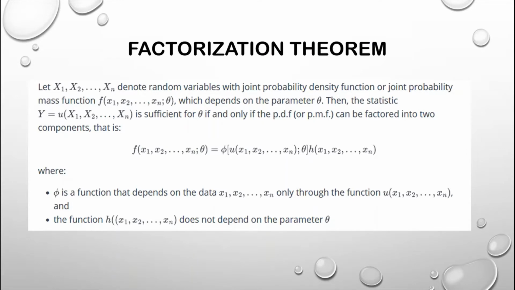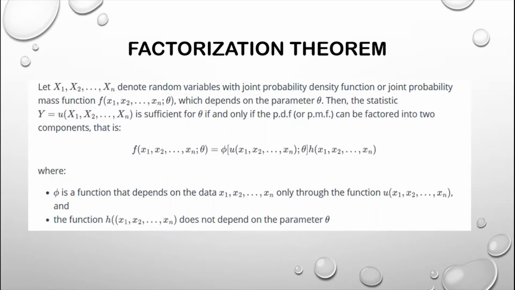By definition, the factorization theorem says we are given x1 through xn, which are random variables with a joint probability mass function f(x1 to xn) that depends on the parameter theta. Then the statistic Y equals u(x1 through xn) is sufficient for theta if and only if the PDF or PMF can be factored into two components. The first one is the component that depends on the parameter theta through our sufficient statistic, and the other one depends only on the xi's and does not depend on the parameter theta.